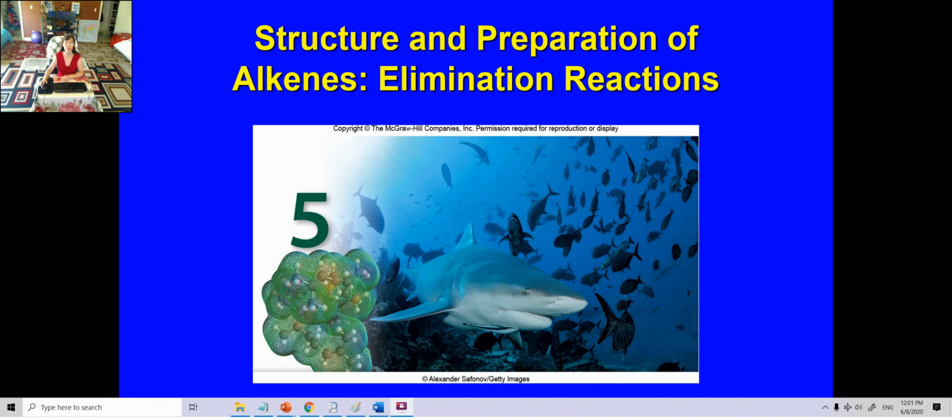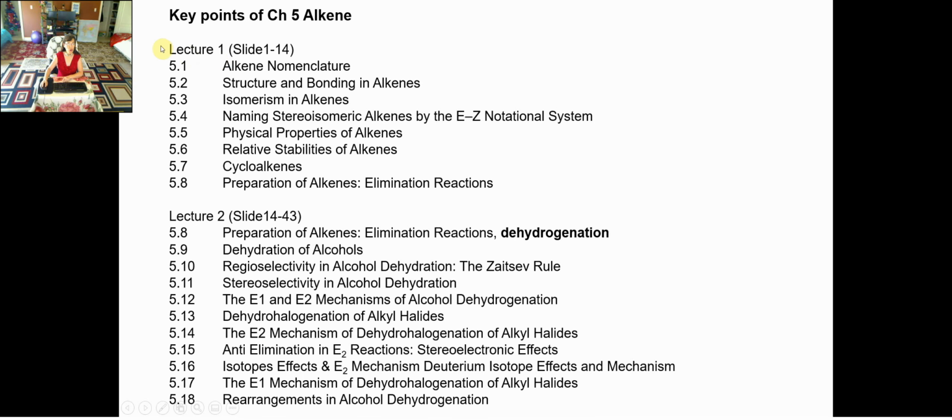Today we are going to start chapter 5, over structure and preparation of alkene. We are going to study the carbon-carbon double bond. So we are going to be more focusing on the preparations using the elimination reaction to produce alkene. This lecture is going to involve a total of 18 different topics. The first topic is about the nomenclature of alkene.